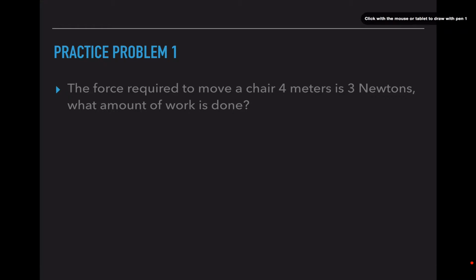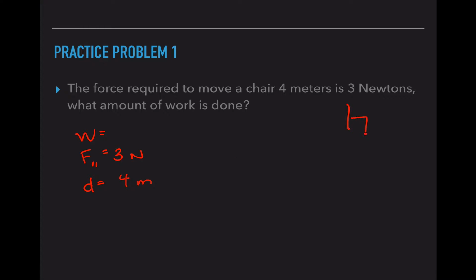So here's our simplest practice problem. The force required to move a chair 4 meters is 3 newtons. What amount of work is done? So we have work, force parallel, and distance. We are told that our force is 3 newtons and our distance is 4 meters.